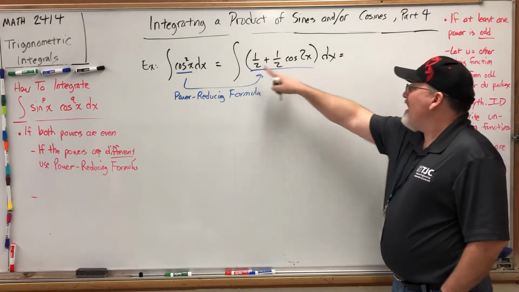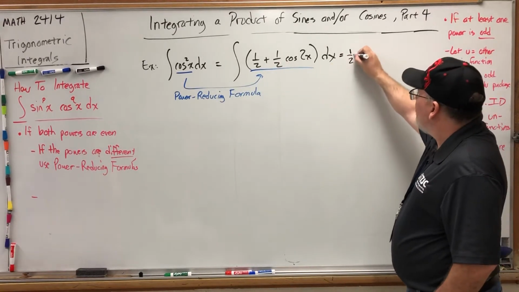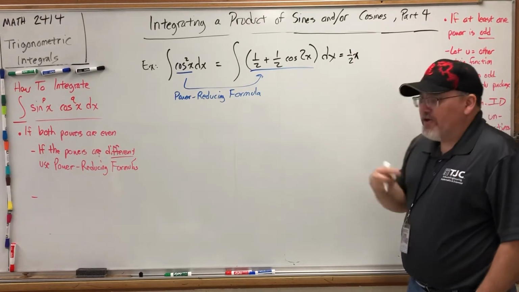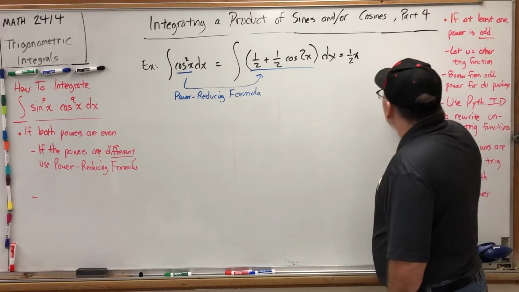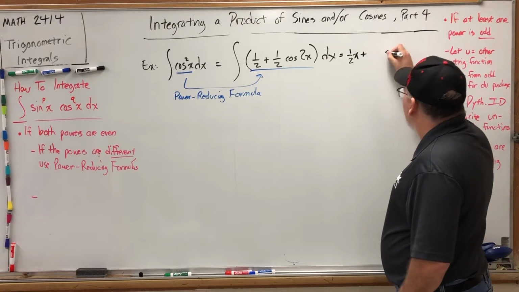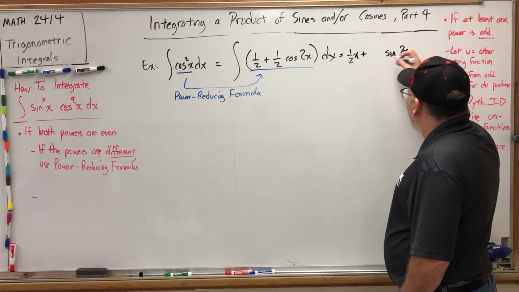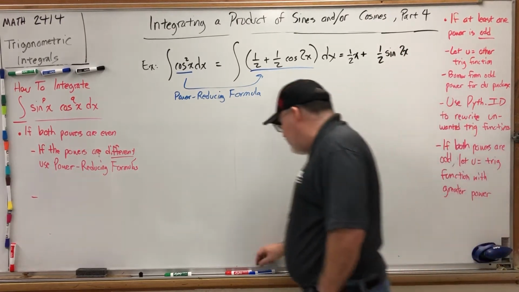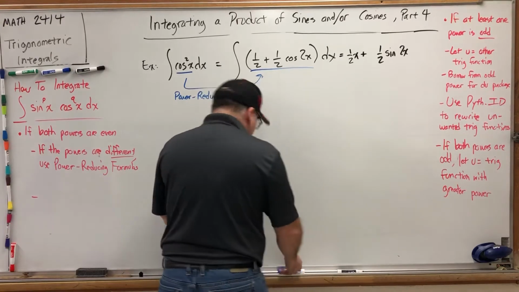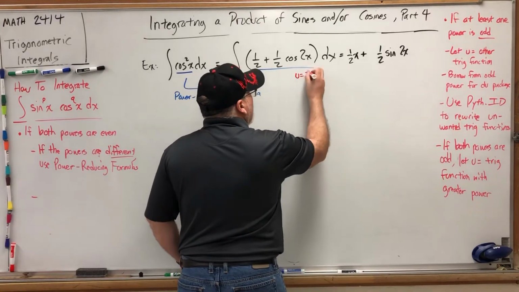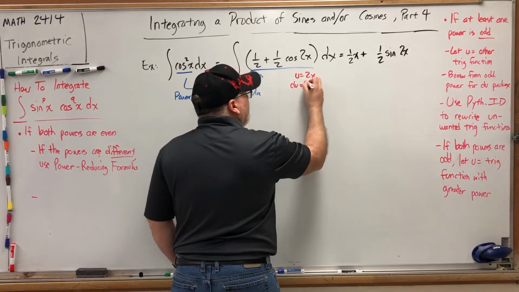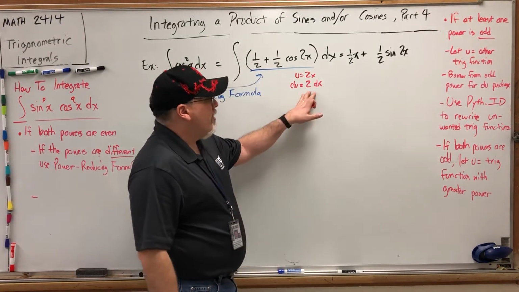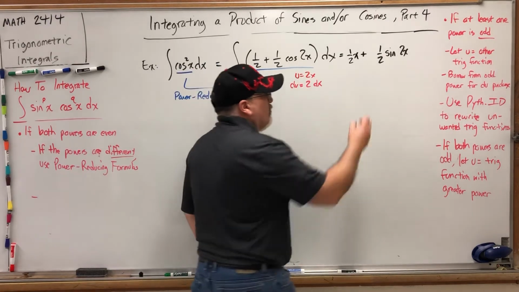The integral of 1/2 dx is 1/2 x. But when we integrate cosine, first off, the integral of cosine is sine. So we're not going to pick up an extra negative. And we have the 1/2. But if we were to integrate using a substitution of u equals 2x, and du would equal 2dx, then in order to pick up the 2 on the dx, we would have to balance it with an extra 1/2.